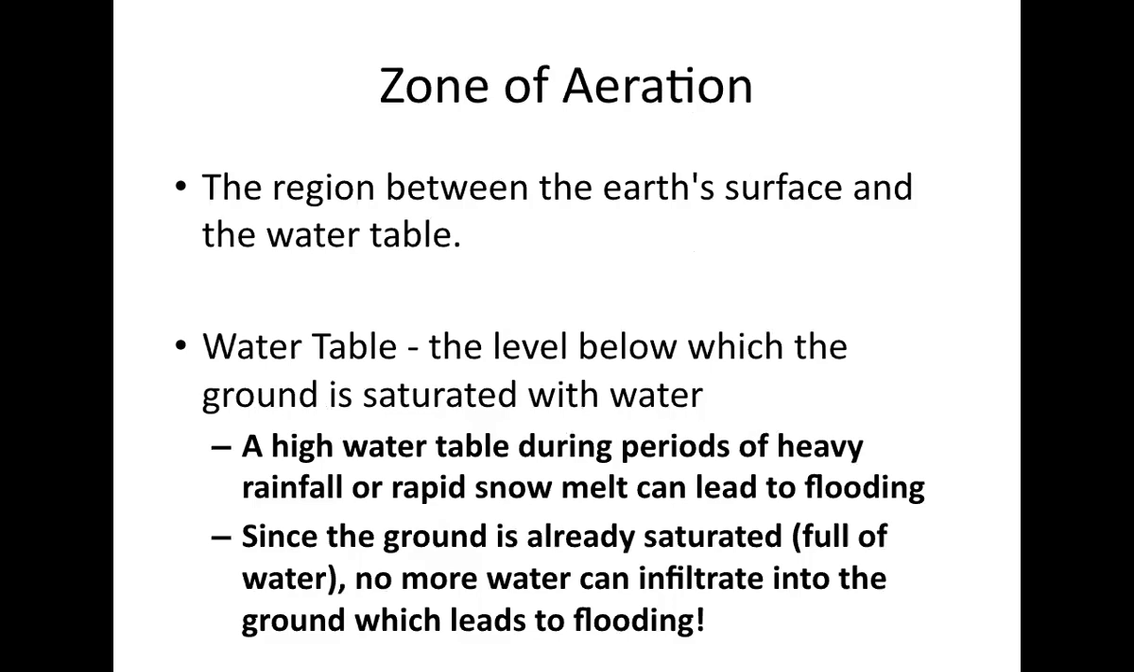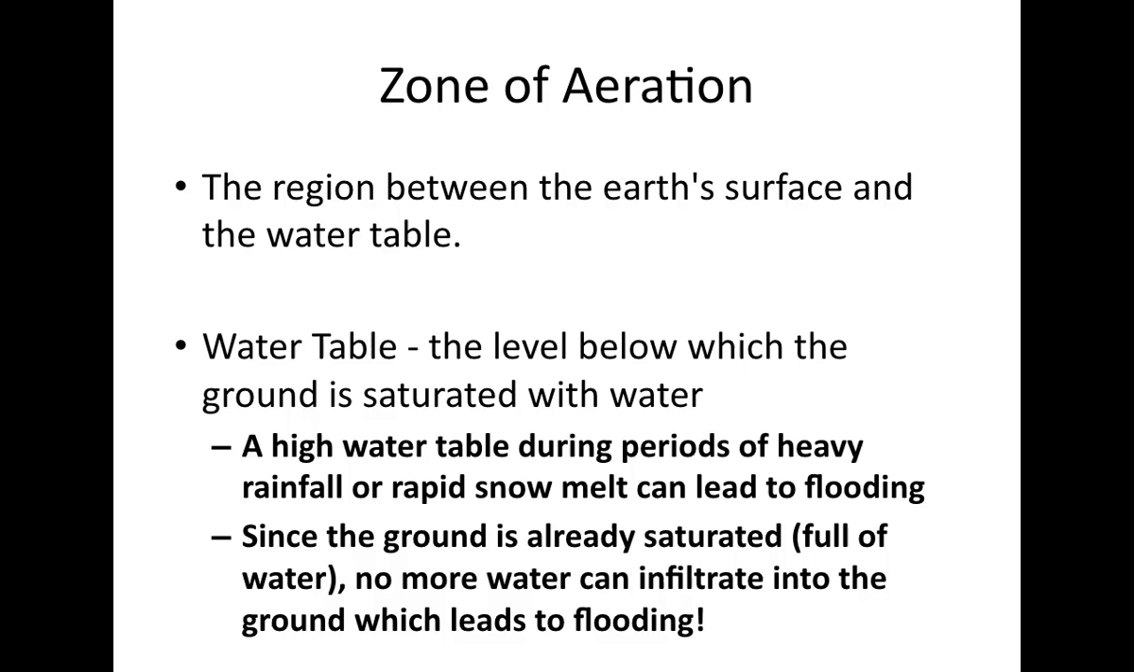Next is the zone of aeration. What word do you hear there? Air. Okay, so this is the region between the Earth's surface and the water table. I told you we were going to see this word today. So the water table, okay, is the level below which the ground is saturated with water.